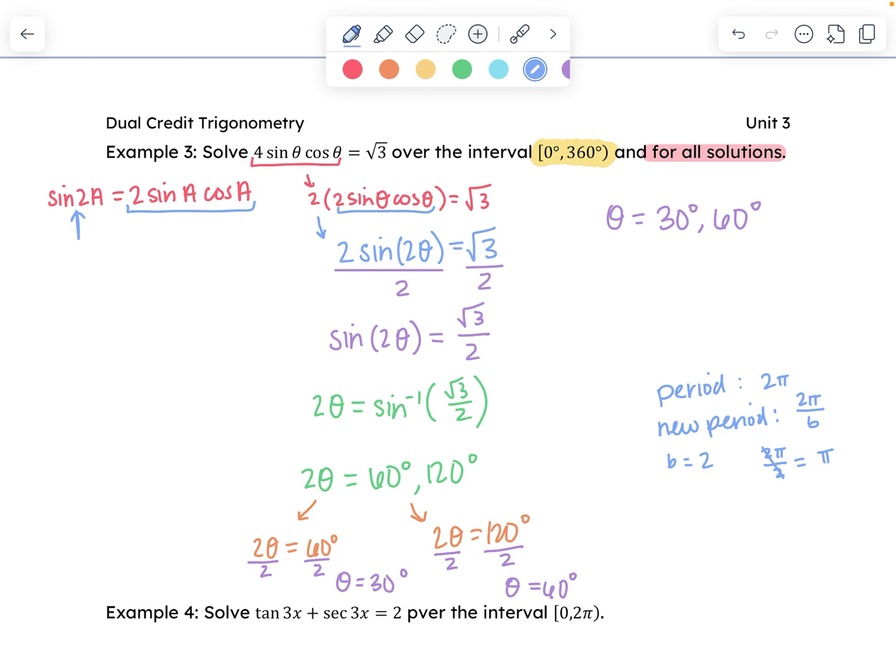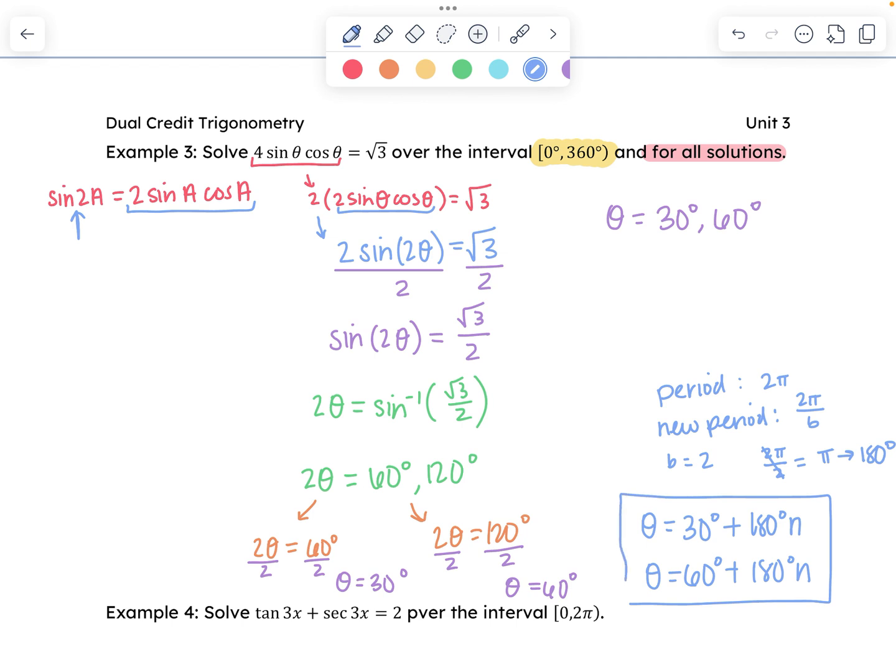Now, I did all of that in radians because we're used to doing it in radians, but we are dealing with degrees. So if I'm looking at pi, what's going to match up with pi is going to be 180 degrees. So when I write it for all solutions, I would say theta is equal to 30 degrees plus 180 degrees times n, and theta is equal to 60 degrees plus 180 degrees times n. And there's my all solutions.